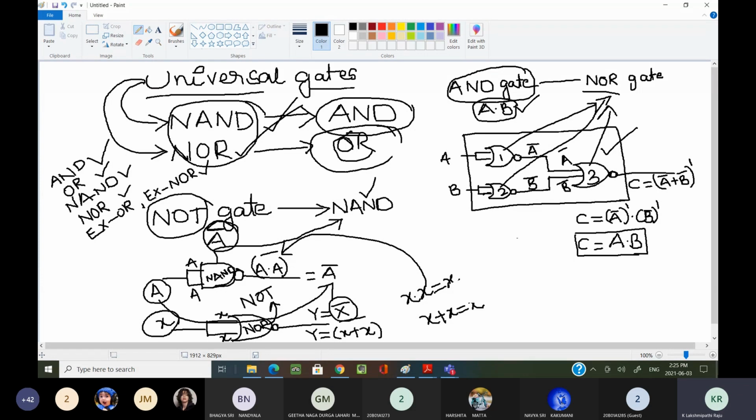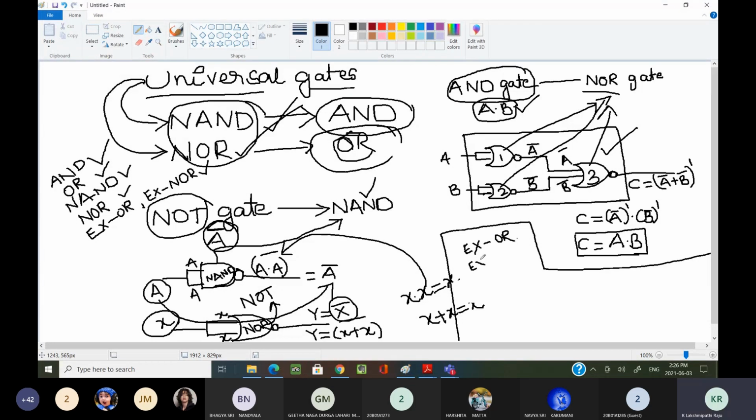Now the next two gates are special gates. What are the two special gates in our syllabus? The two special gates are the XOR gate and the XNOR gate. One gate is the XOR gate, and the second gate is the XNOR gate.